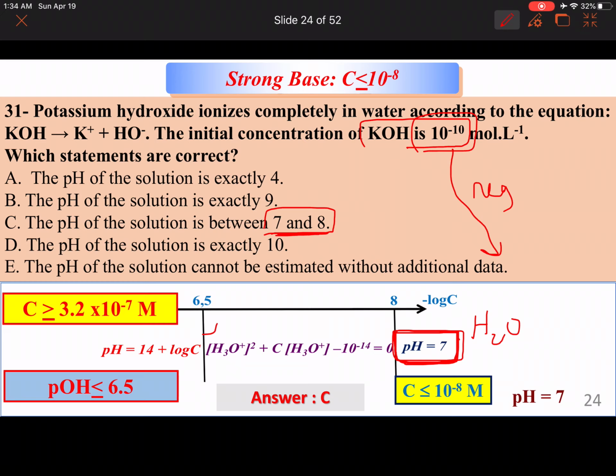Now, there's one more area which we really didn't look at yet, and that is this quadratic equation. And frankly, this is when the concentration of the strong acid or the base is between 3.2 times 10 to the minus 7 and 10 to the minus 8. Okay, so if that concentration is between these two numbers, so it's actually bigger than 10 to the minus 8, but it's less than 3.2 times 10 to the minus 7, then you have to use this quadratic.